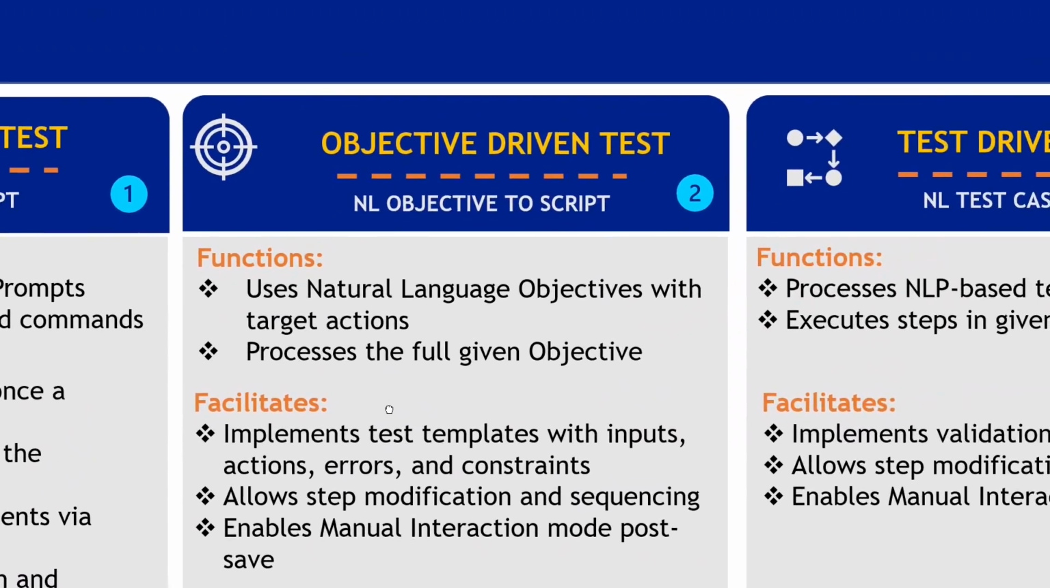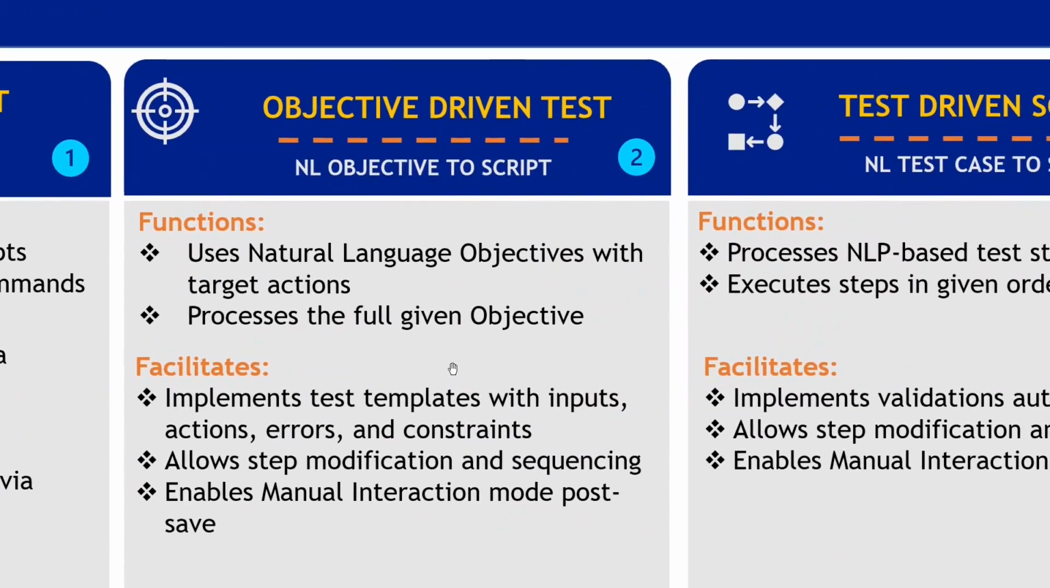So in this object driven script, NL means natural language objective to the script. Here you need to provide the user's natural language objectives with the target actions. The objective that you are providing in natural language should be in a precise and right manner, so that it will accept it and give the results.